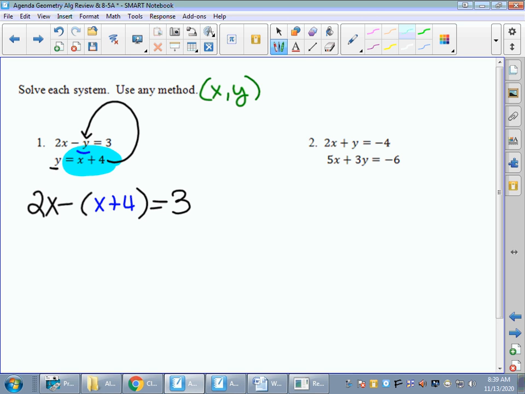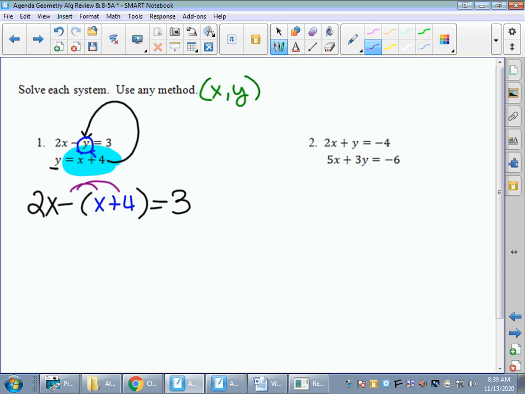So instead of writing y, I'm going to write x plus 4. This one I had to be careful with because it's got that minus y. You have to distribute the y to both of those terms now. So that one was really sneaky. Watch for those. If it's a plus, we don't really have to do much else. We just put it in there.